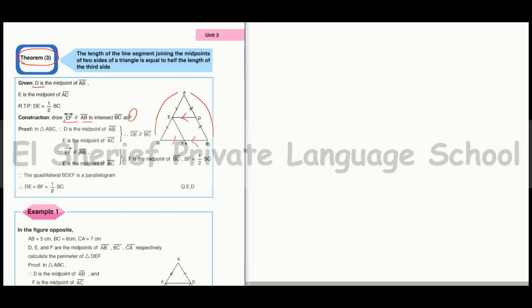Also, if E is the midpoint of AC and EF is parallel to AB, so F is also the midpoint of BC. So the figure EFBD is a parallelogram, because each pair of opposite sides are parallel and equal in length.